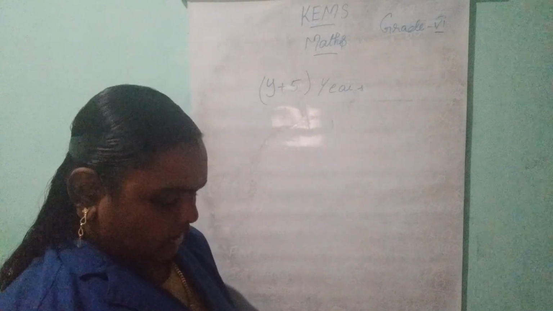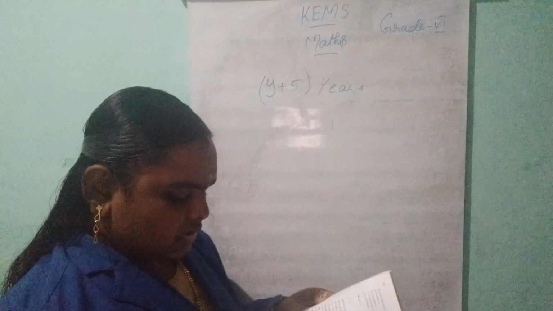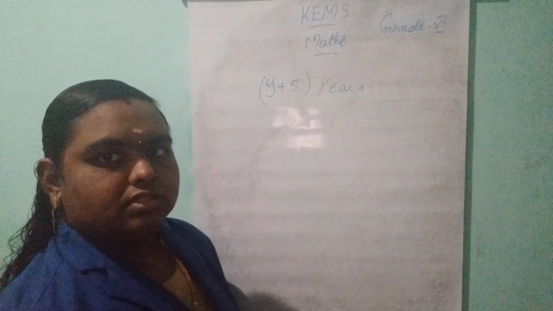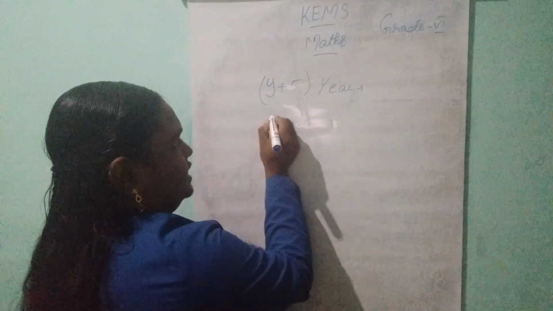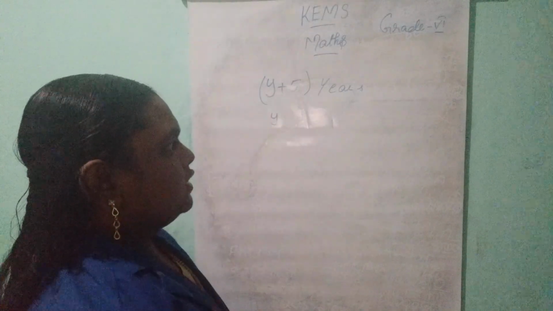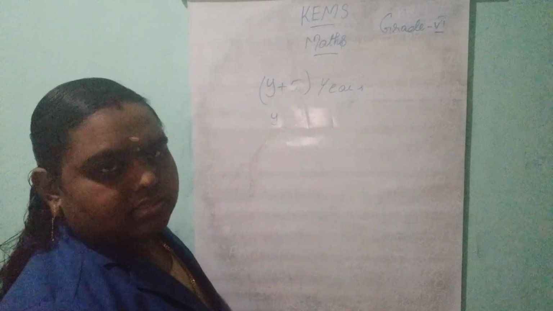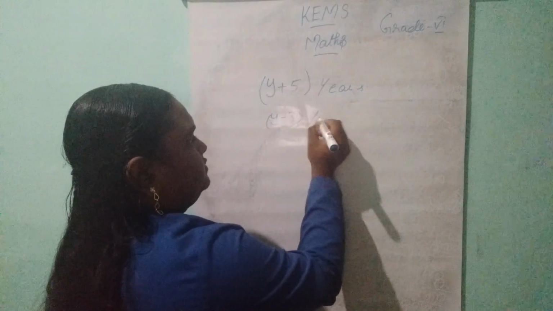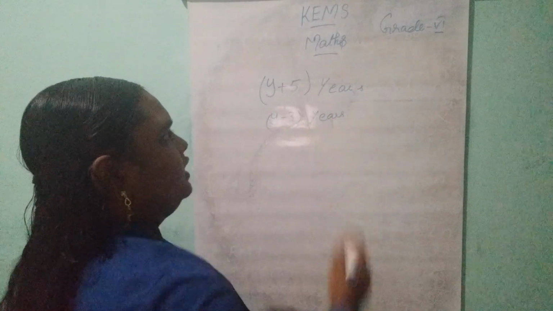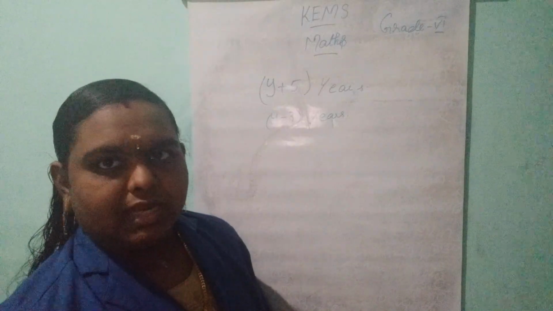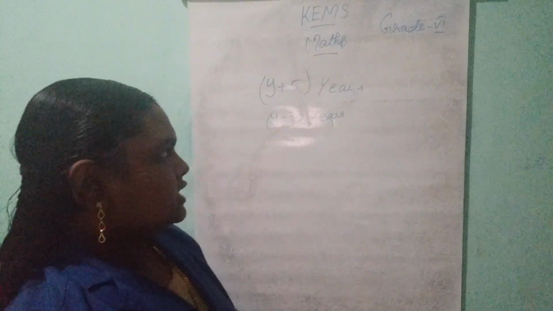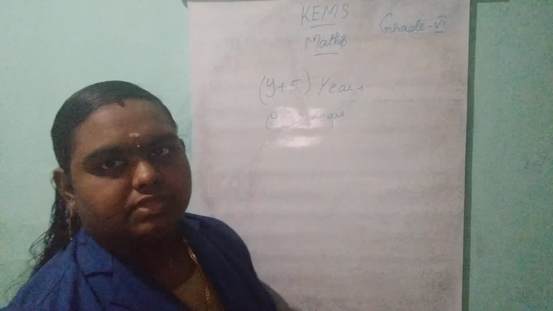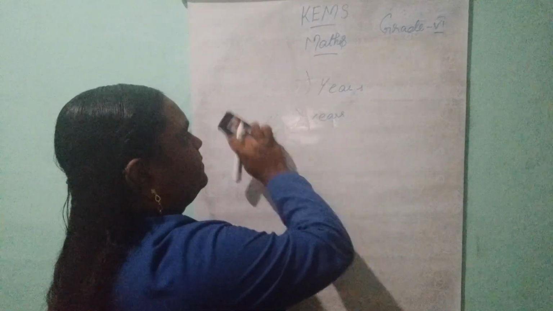The second question is, what was her age 3 years back? Present age is Y. Before 3 years, so Y minus 3 years. After means you have to add the years, and before means you have to subtract the number.